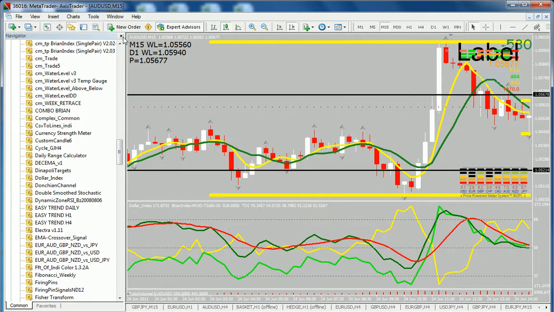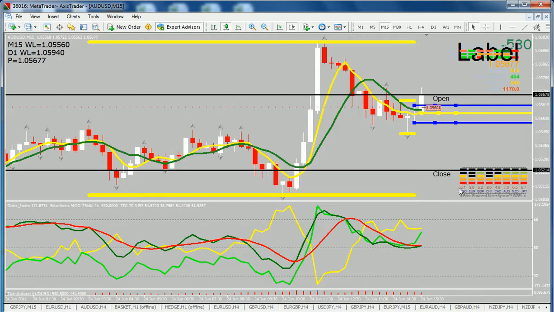And you can clearly see the US dollar is 5.1. The Australian dollar is 7.3, so the Australian dollar is stronger. The trend is up on that. Okay, that's about all for now.